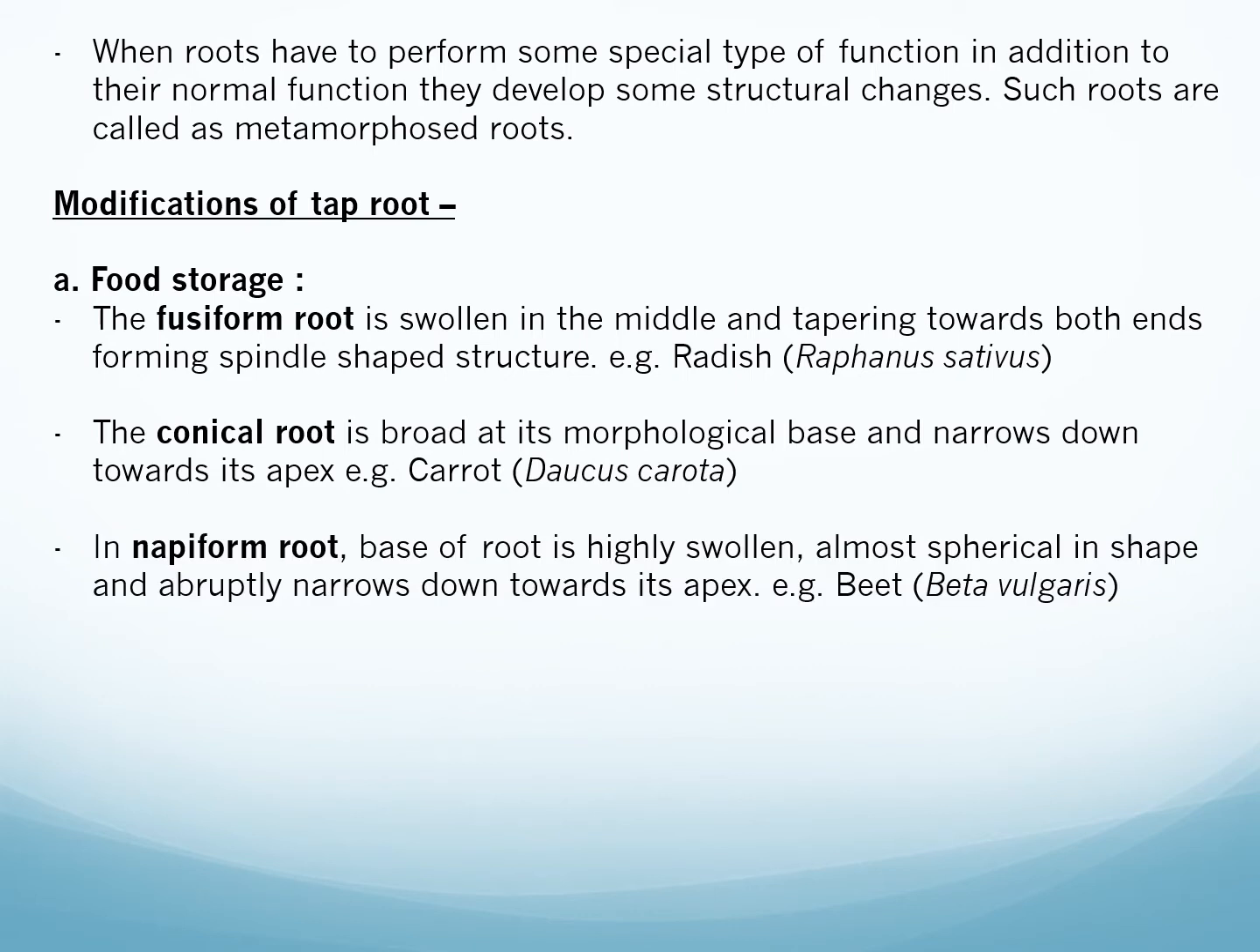In napiform root, base of root is highly swollen, almost spherical in shape, and abruptly narrows down towards its apex. Example, beet or Beta vulgaris. So the beetroot that we eat, it is basically a root. It's a napiform root. And the base of this root is swollen and it is almost spherical in shape.